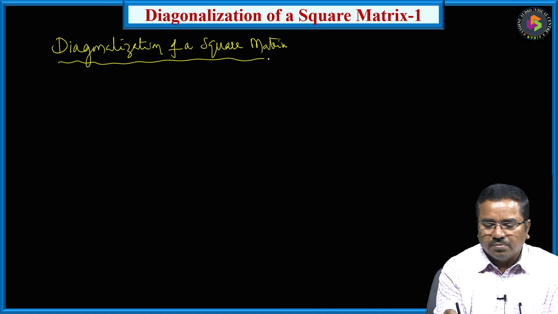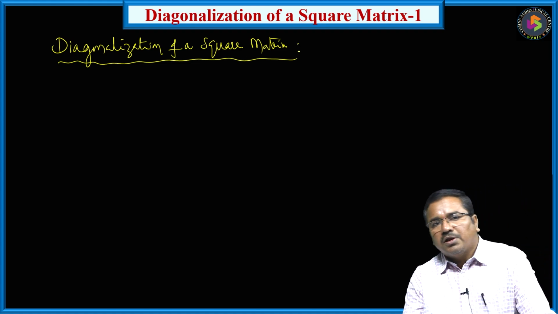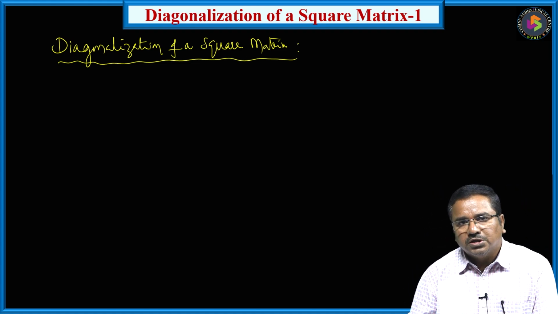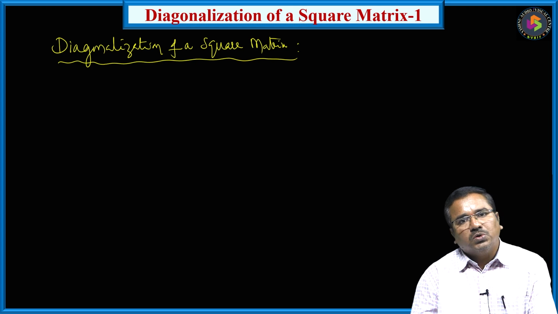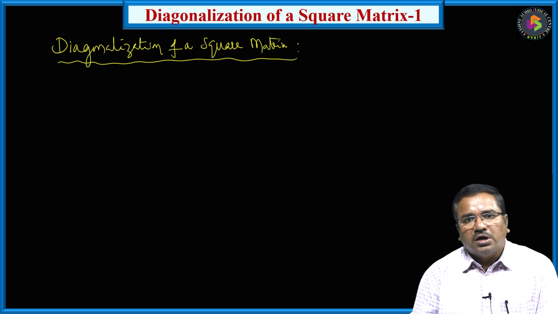Diagonalization of a square matrix. A square matrix A is said to be diagonalizable if it is similar to a diagonal matrix. You know what a diagonal matrix is; it is represented by capital D. A matrix in which all elements except the principal diagonal elements are 0 is called a diagonal matrix.